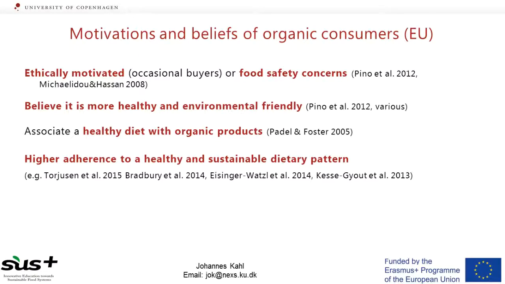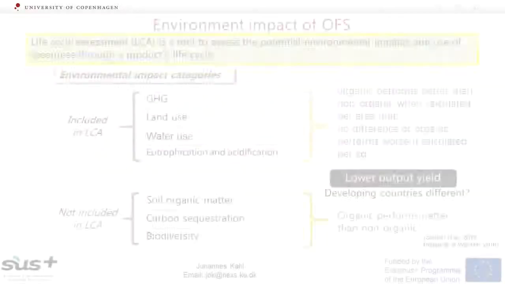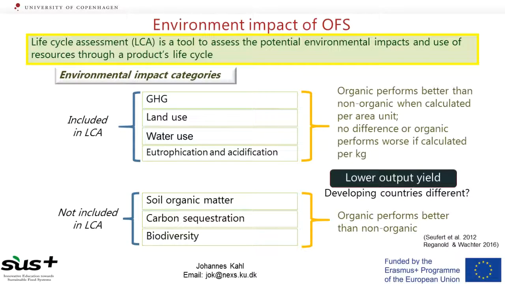Interestingly, when the consumption patterns were analyzed, it seems that those buying organic food regularly follow more healthy and sustainable dietary patterns compared to those who never eat organic. But is organic more sustainable? It seems to depend on the indicator you choose for measuring sustainability.